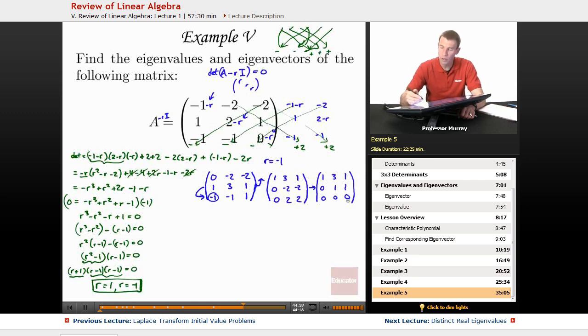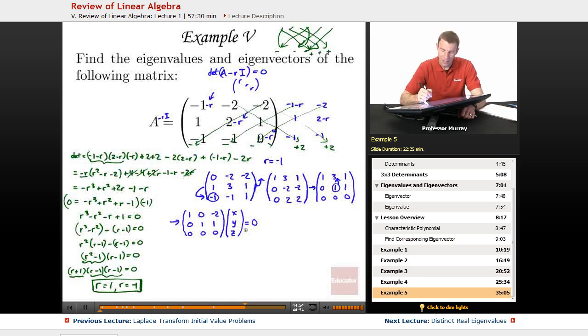And I think I'm going to take it one more step. I'm going to use this 1 to clear away this 3. So I'm going to subtract 3 copies of the second row from the first row. So that'll give me 1, 0, now I've subtracted 3 copies, so negative 2, then 0, 1, 1, and 0, 0, 0. And I want to see what x, y, z would have to be in order to give me 0, 0, 0 there.